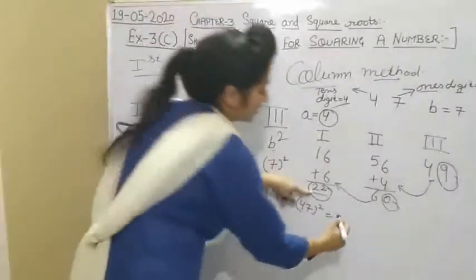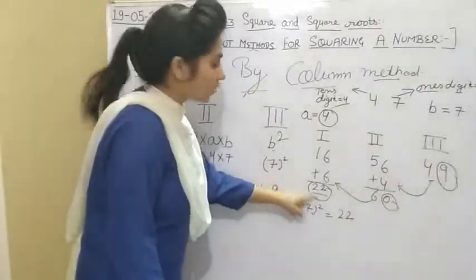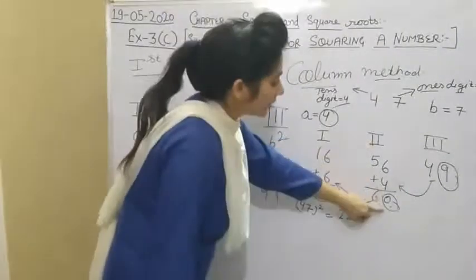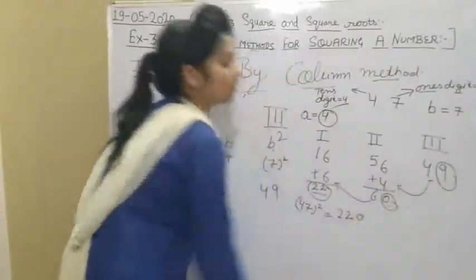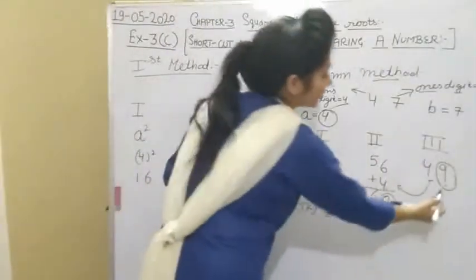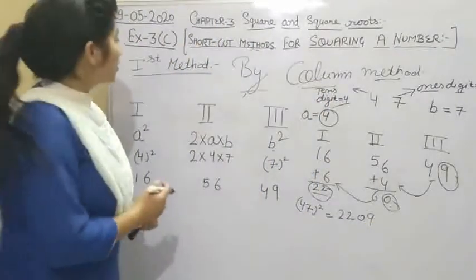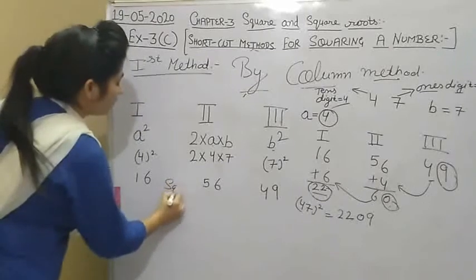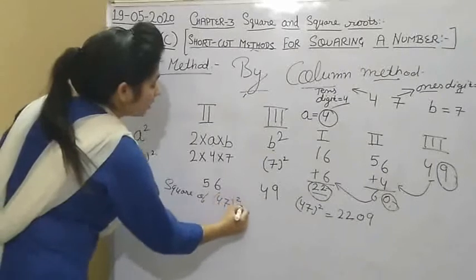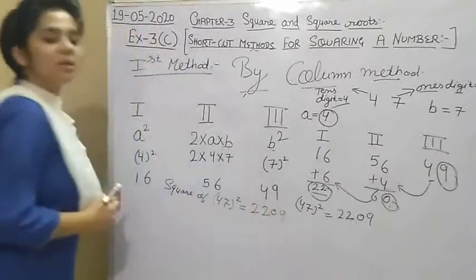Your first circled number is 22. From the second column, the circled digit is 0, and from the third column, the circled digit is 9. So the square of 47 is equal to 2209.